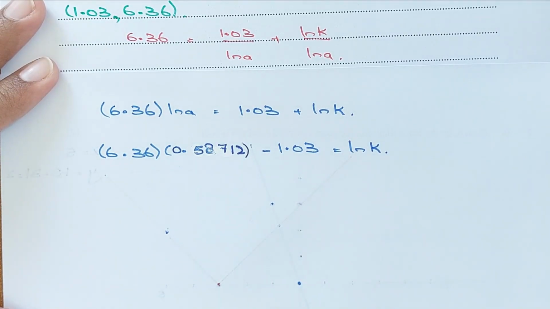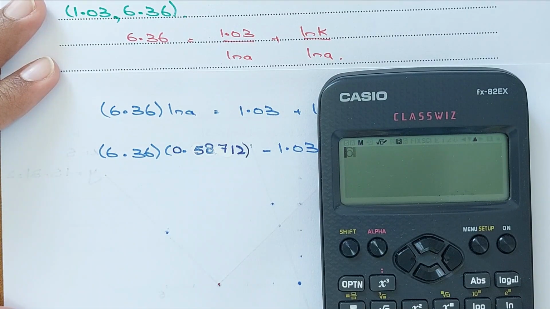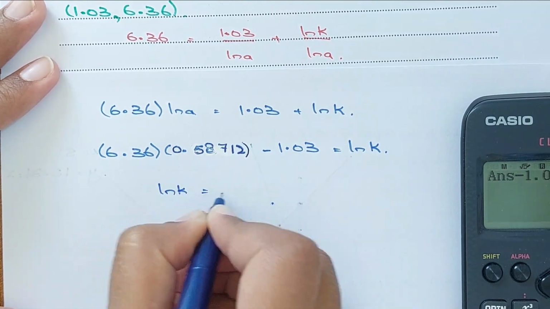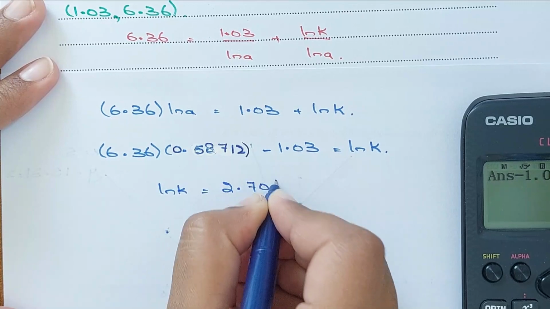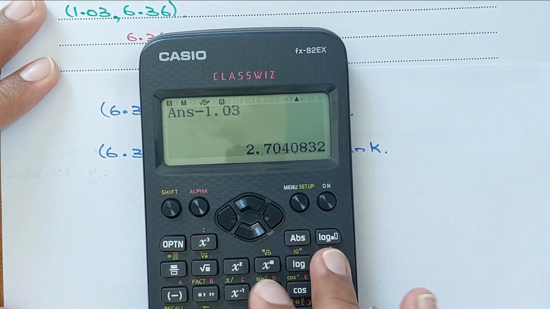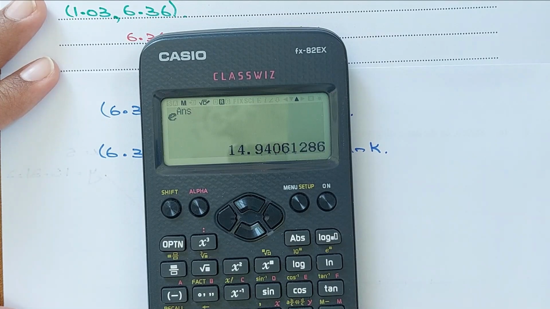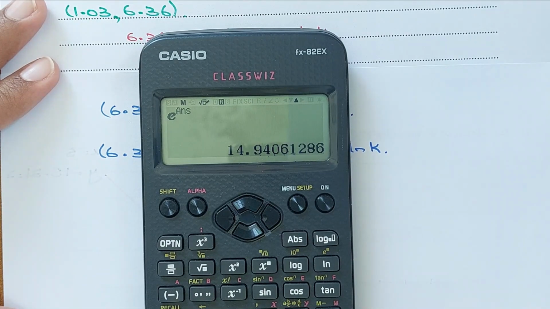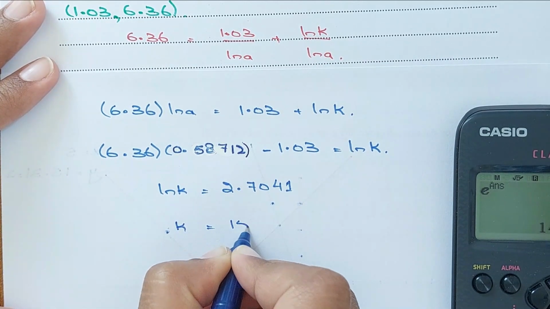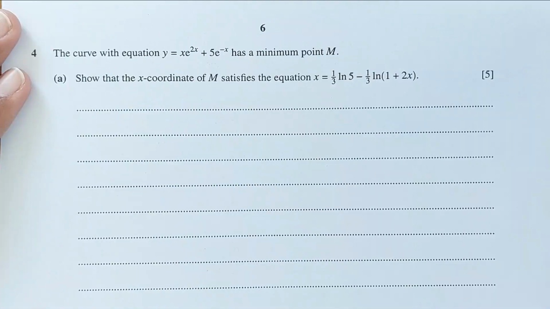Right, let me calculate this. We have 6.36 times 0.58712 and then subtract 1.03. This is ln k. So ln of k is 2.7041. And taking the exponential, we will get the k value, which is 14.9, or we can say 15. Up to two significant figures, the k value is 15.